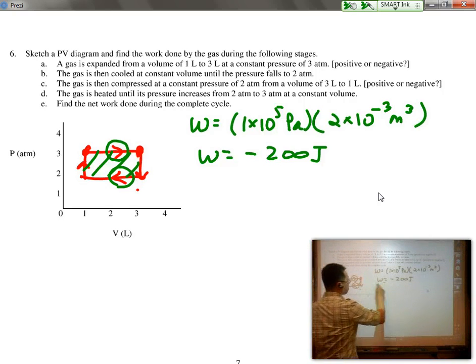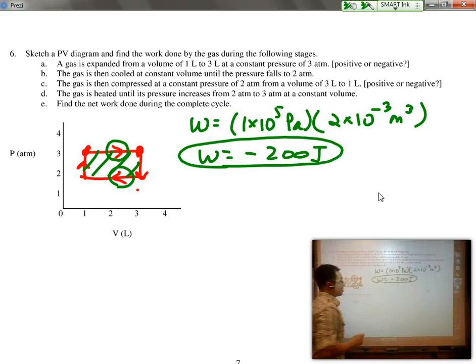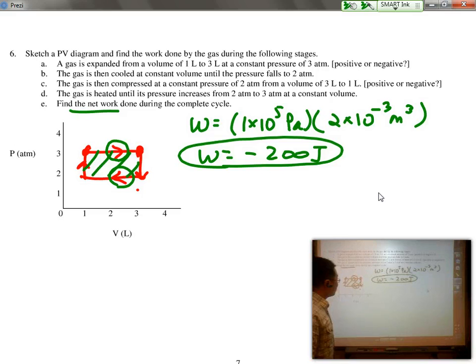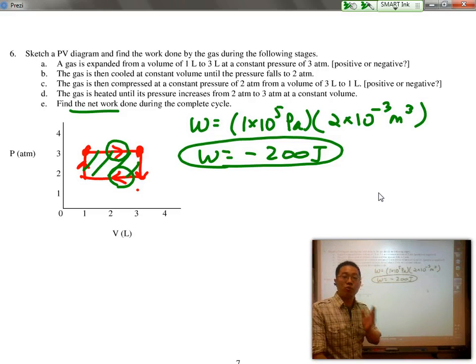Okay. But that's work for the entire cycle. That answers part E. I didn't solve for the individual work, but you can see that overall we can solve for the net work done. However, I want to add an additional part to this question. My question is now, which point has the highest temperature and which point has the lowest temperature?